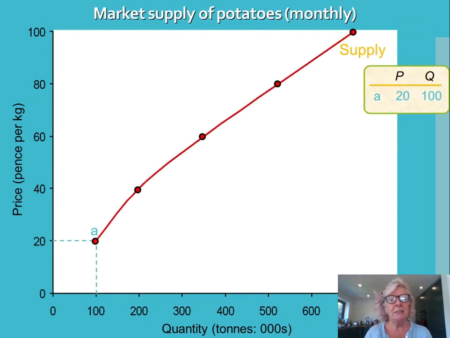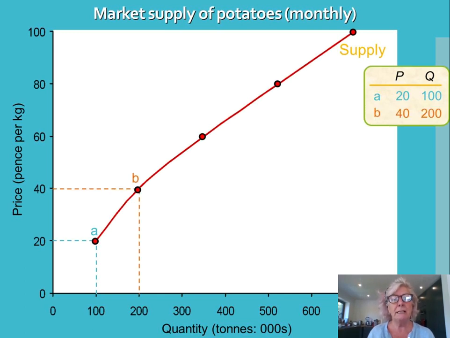And how about supply? Well, the first thing we notice and perhaps remember about supply is that supply is not downward sloping like demand, it's upward sloping. And that's because when price is low, at point A there, we can see that only 100,000 tonnes of potatoes will be supplied at this low price of 20 pence.